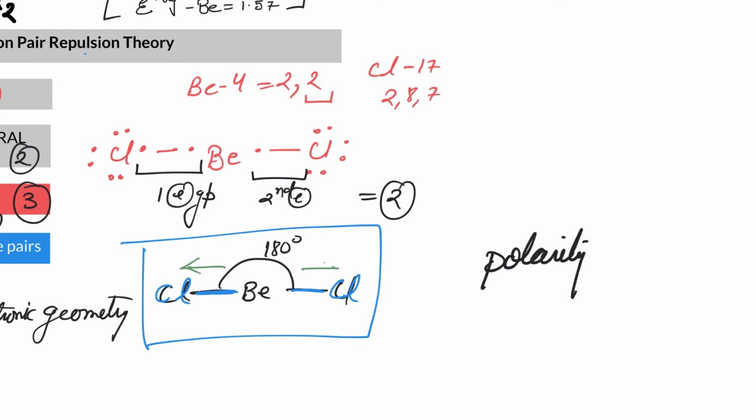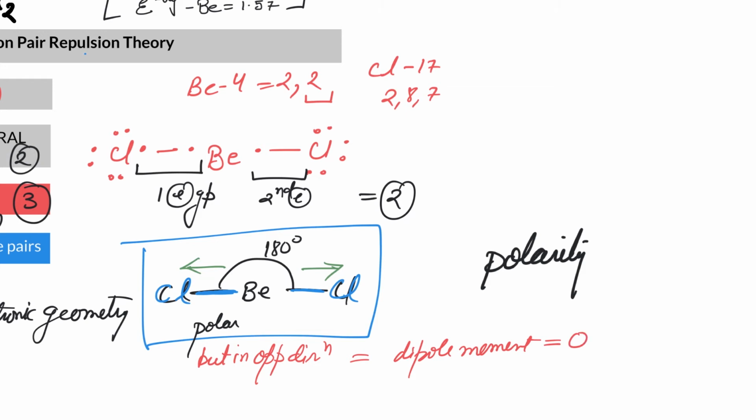And again, in both directions, the chlorine is pulling the electron cloud towards itself. So we can say both bonds are polar, but they are in opposite directions. That means the net dipole moment of this molecule is going to be equal to 0, because the dipoles cancel each other, right? So you can see how the geometry is very much linked to the polarity of the molecule itself.